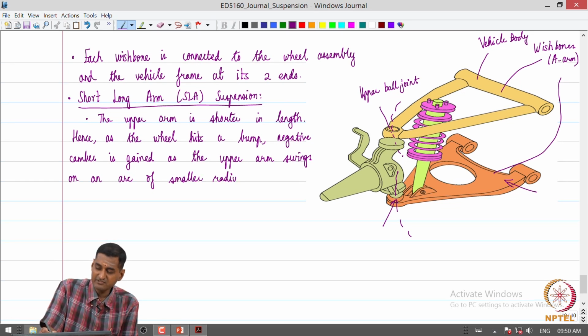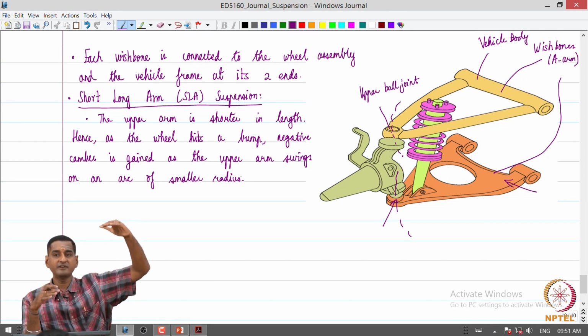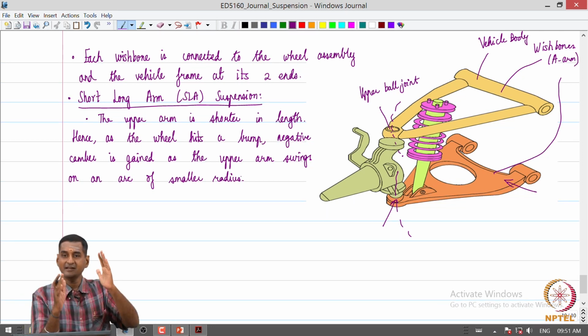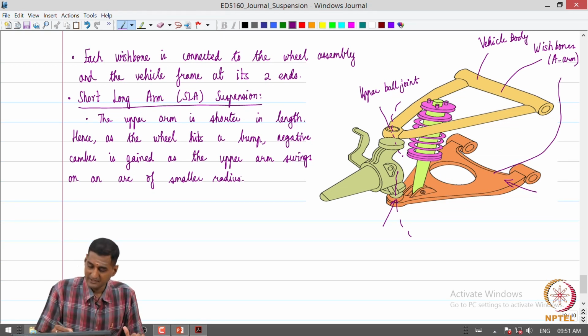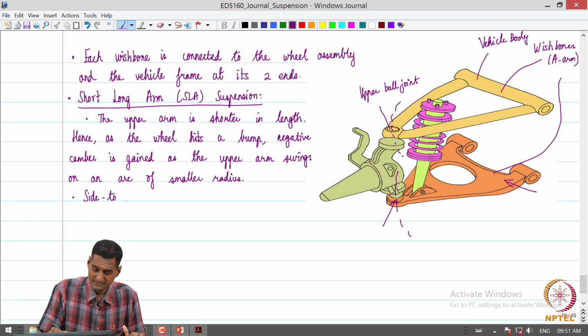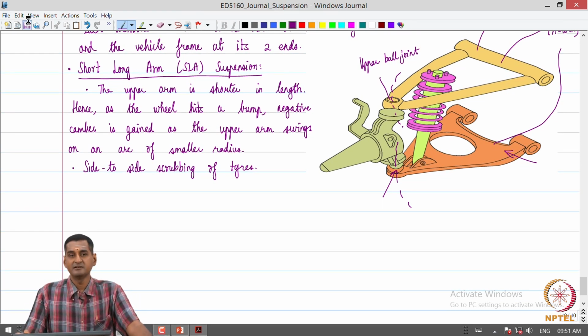Of course, what is the trade off? If you have the upper arm swinging on an arc of different radius than the lower arm, you will see that the tire will scrub side to side. Now the tire is also going to be rotated accordingly. So, the trade off is that side to side scrubbing of the tires will occur with this arrangement. So, that is a trade off with a double wishbone suspension.